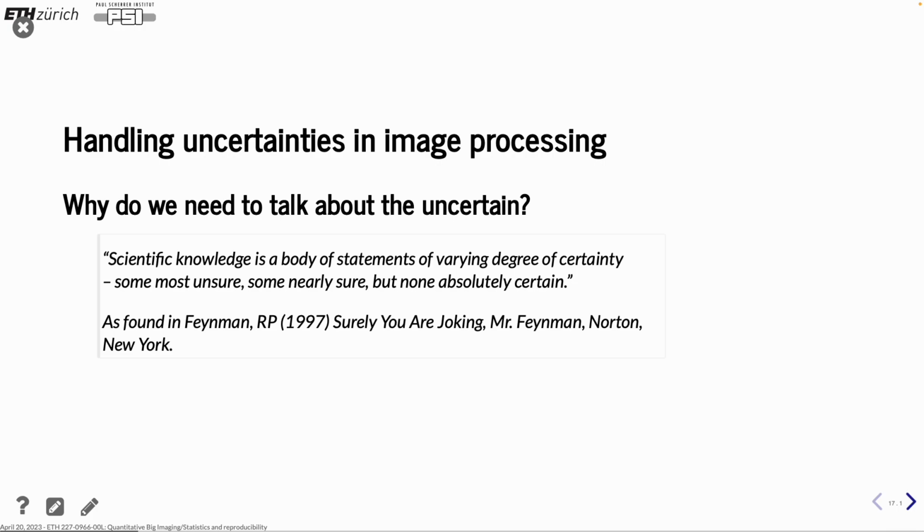This is actually quite an entertaining book. It says that scientific knowledge is a body of statements of varying degrees of certainty. Some most unsure, some nearly sure, but none absolutely certain. And that's really an interesting claim, and I think that is something you need to keep in mind. Just because you can count your pixels, they are exact.